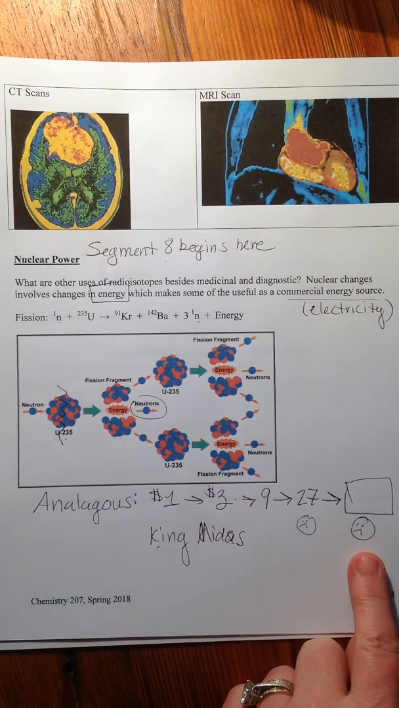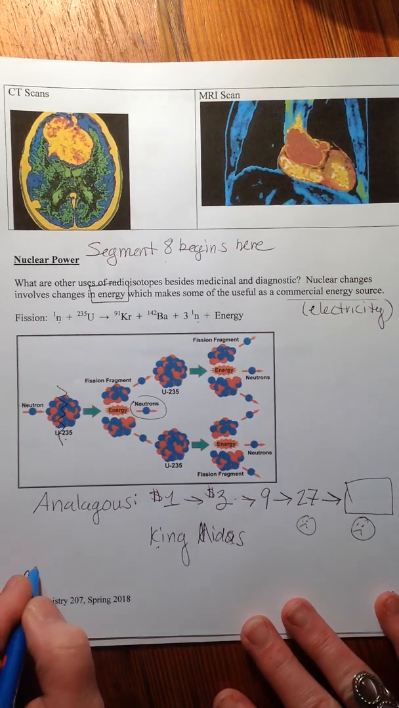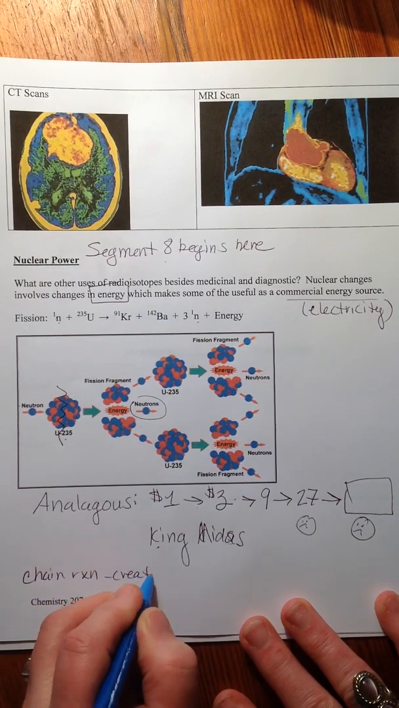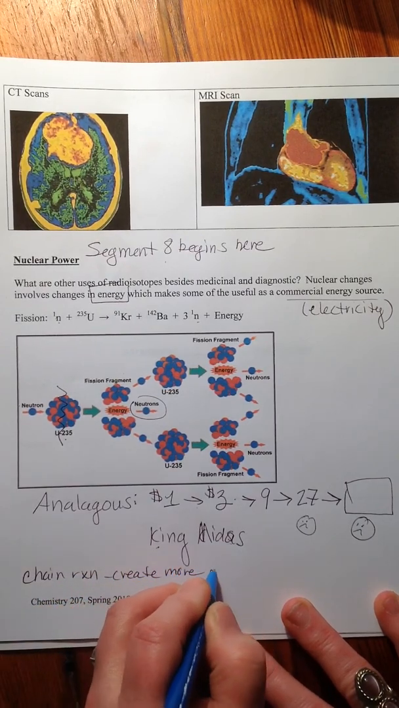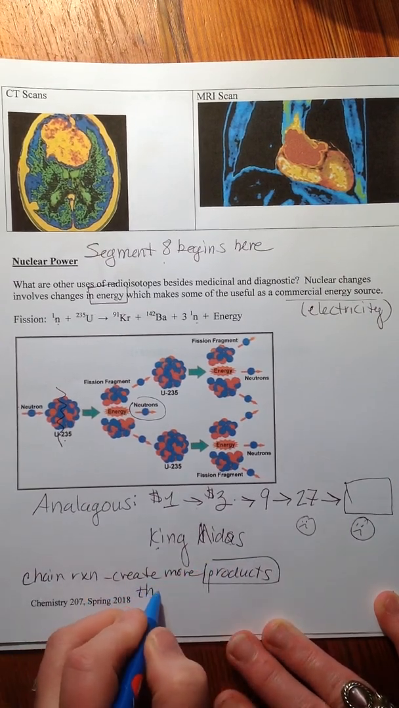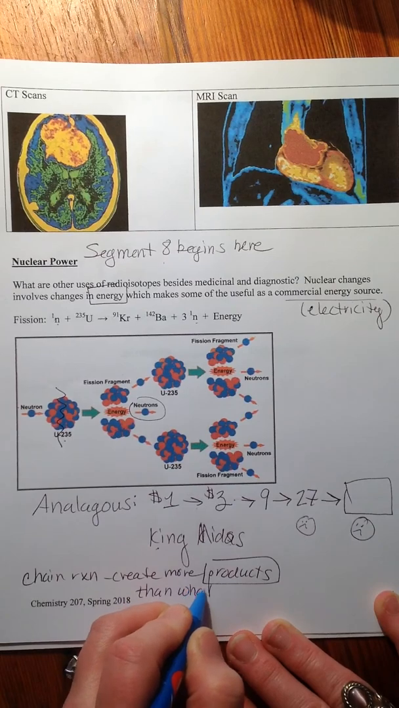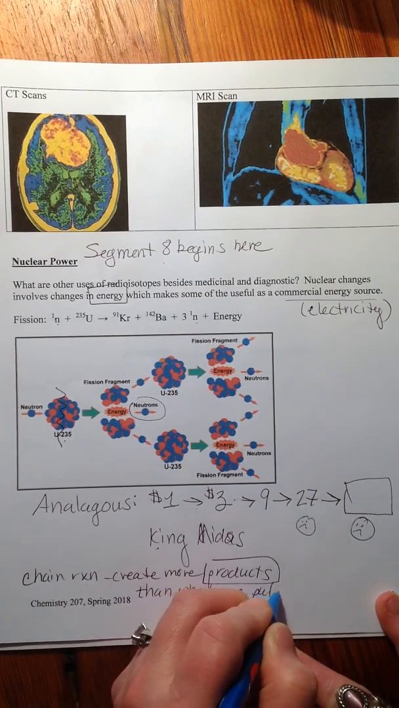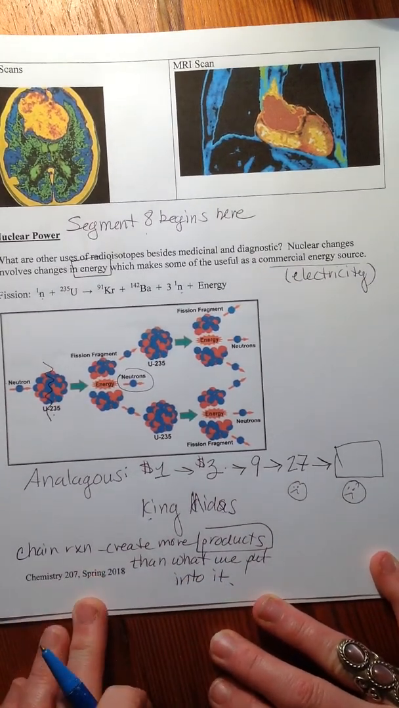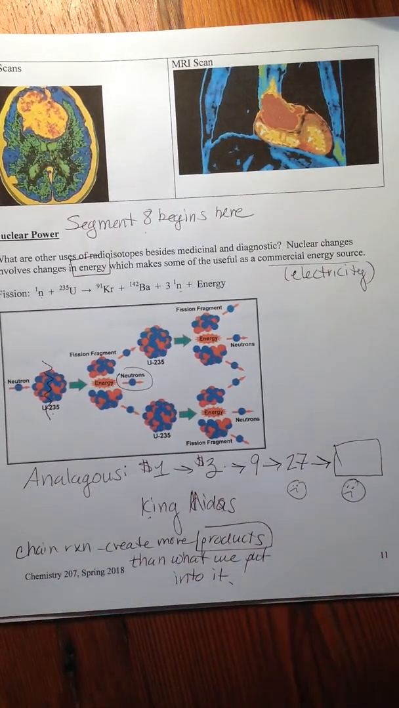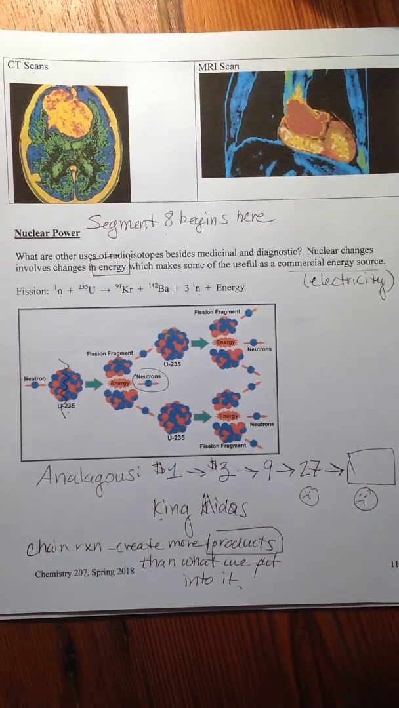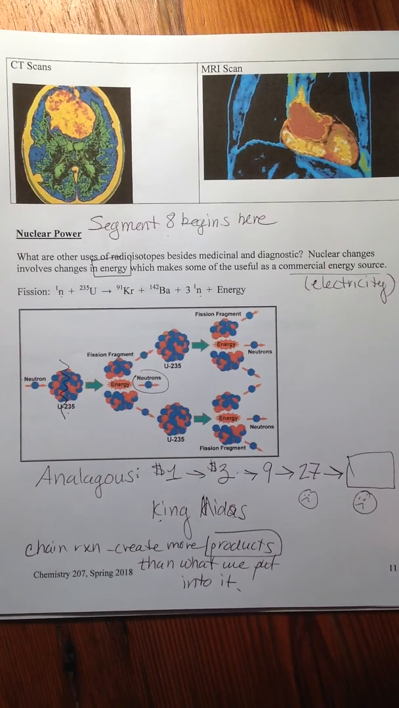And this is what we call a chain reaction. Chain reaction. We create more products than what we put into it. And that in part is what makes fission reactions or nuclear power plants difficult to control and why they have sort of a bad reputation.